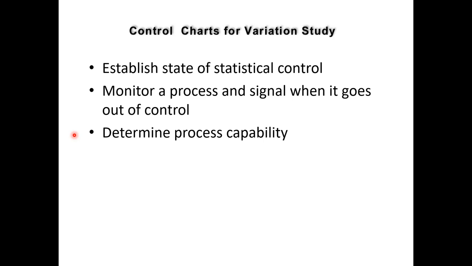It's very important to differentiate between process stability and process capability. What you can observe from a control chart is process stability. By using some information from your control chart, it can also help you determine the process capability, whether the process is capable or not.